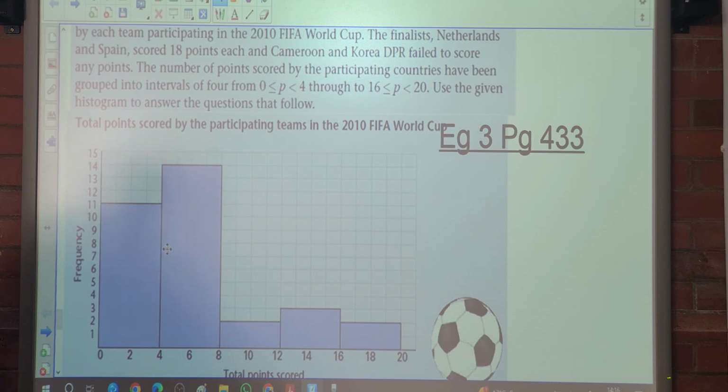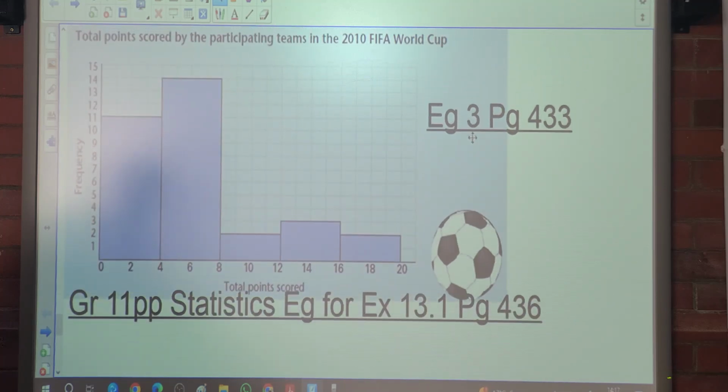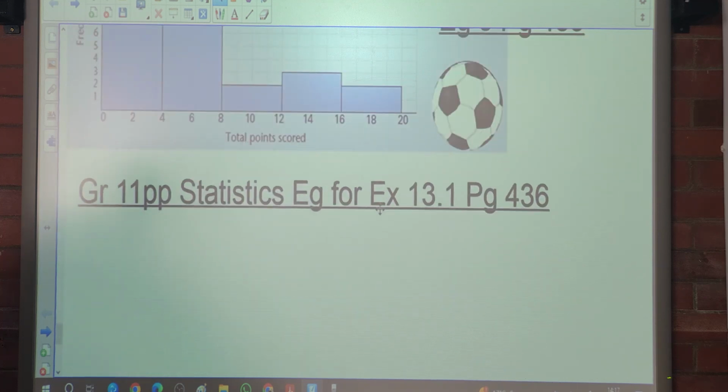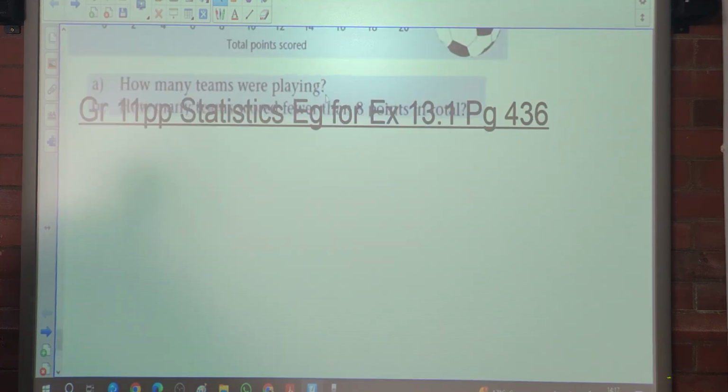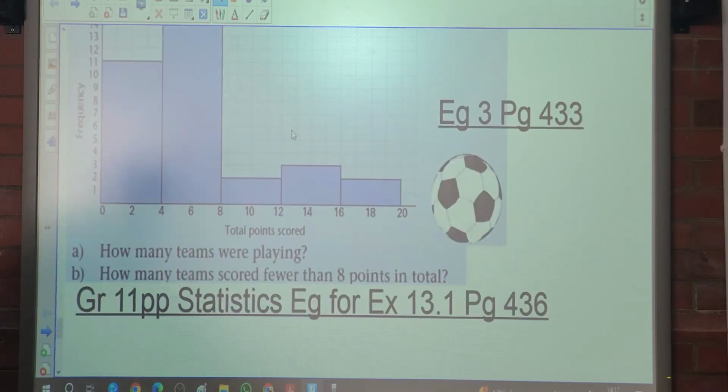The number of points scored by participating countries has been grouped into intervals where P is greater than or equal to 0 but less than 4 through to P is greater than or equal to 16 but less than 20. Use the given histogram to answer the questions that follow. Total points scored by participating teams in the 2010 FIFA World Cup. Points scored, right, first question. Somebody can just follow with it, don't make a mistake here.